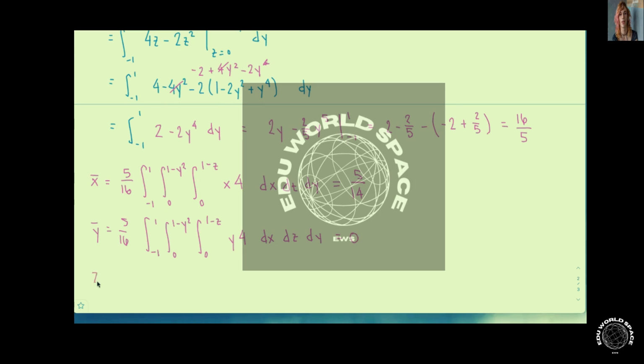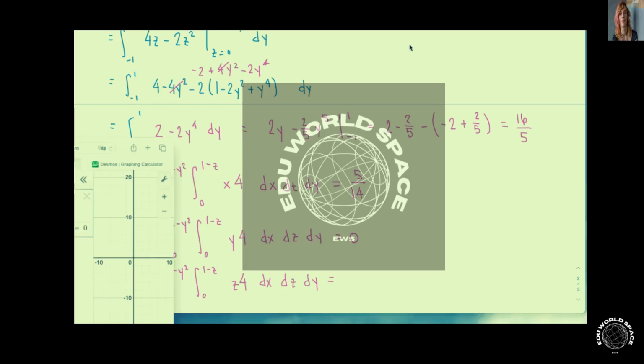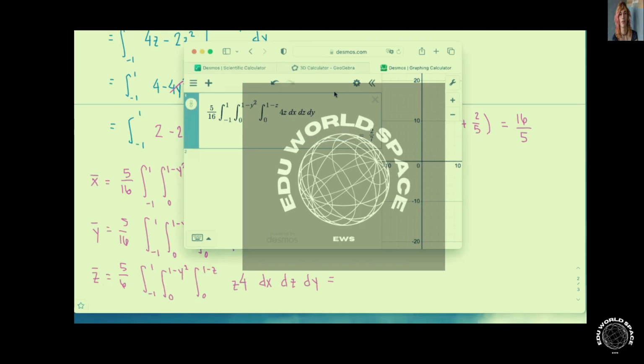Okay, and lastly, 1 over the mass, integral over the solid of z times the density. Okay, and that's going to be 2 over 7.